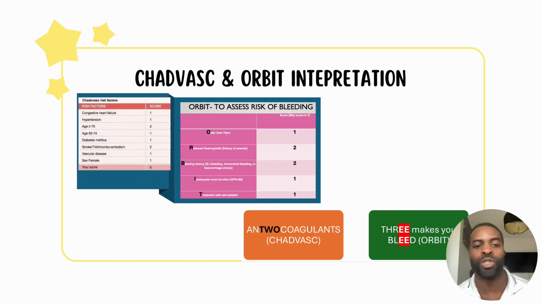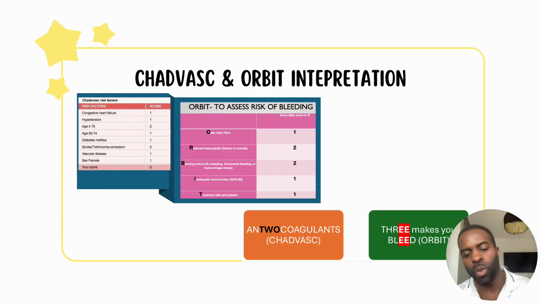With CHA2DS2-VASc, I always talk about anticoagulants, because anything from 2 and above, male or female, requires anticoagulants. And for ORBIT, 3 makes you bleed. So any patient that has an ORBIT score of 3 and above, they have a high risk of bleeding, so you're not going to give them an anticoagulant. So just understanding this and knowing how to interpret these results, that's what the GPhC normally tests you on.